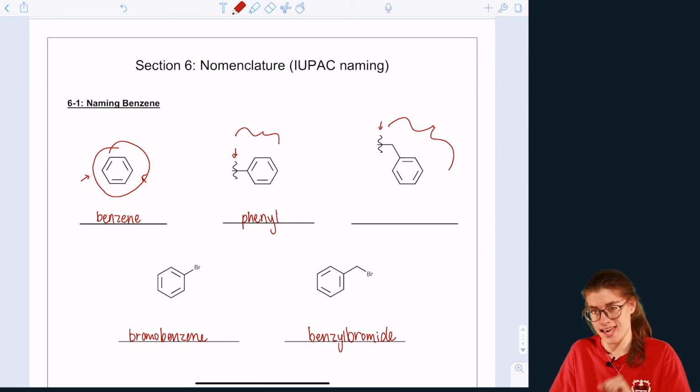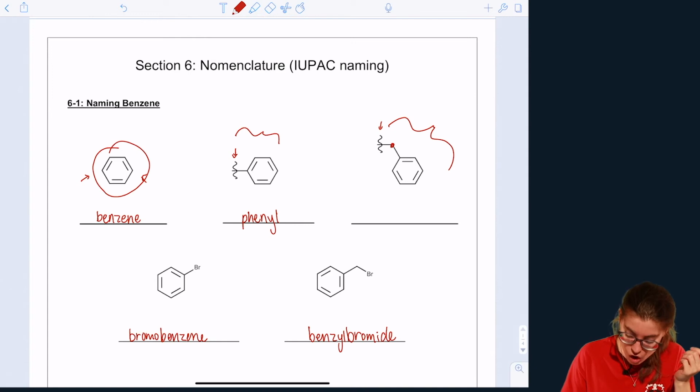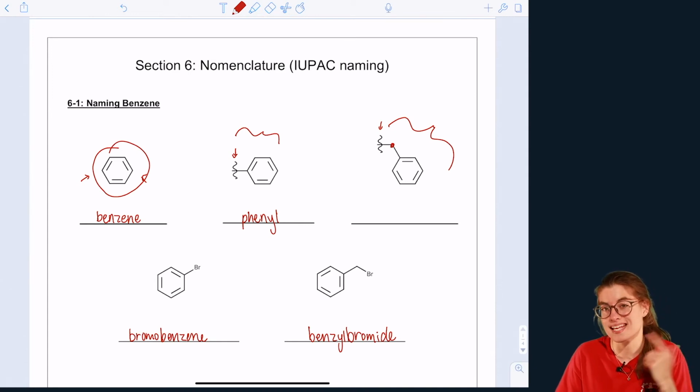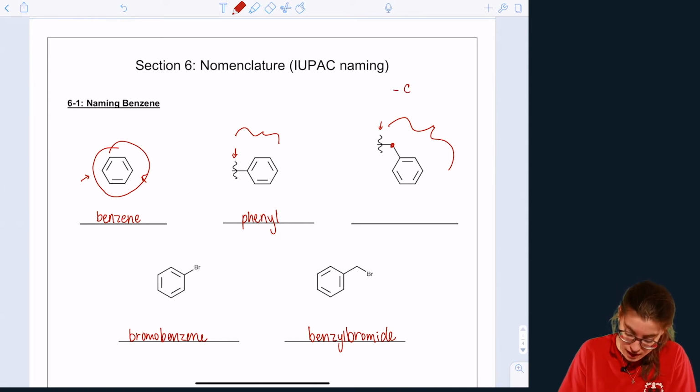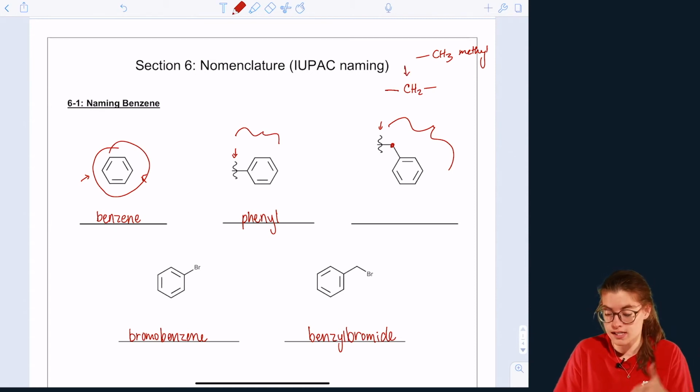Okay, now here's the catch. That's a phenyl substituent. What happens if we have a benzene ring, right, and it's a substituent, but instead of being directly attached to the parent chain, there's this one carbon here that's between it and the parent chain? Now, I don't know if you guys know, but when you have CH2 groups, right, we know that a CH3 is called a methyl group, right? We know that's a methyl group. But what do we call CH2s? CH2s are called methylene groups, okay?